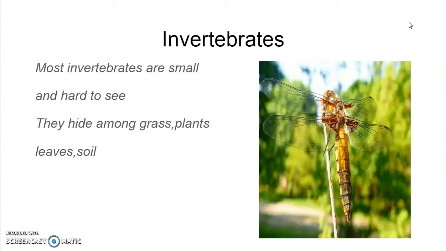But today's lesson is about invertebrates. We revised that the skeleton is only for vertebrates. Today's lesson is about invertebrates. Most invertebrates are small and hard to see, not all of them, some of them. They hide among grass, plants, leaves and soil.